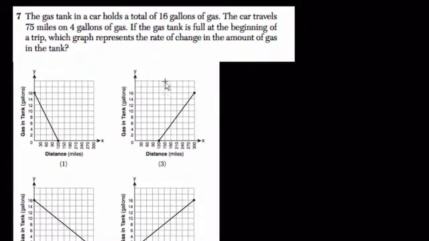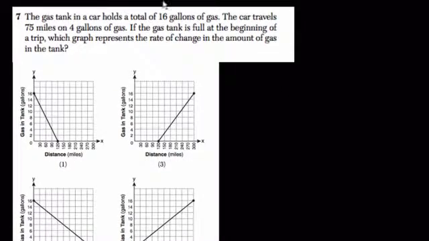Okay, the gas tank in a car holds a total of 16 gallons. The car travels 75 miles on 4 gallons of gas, so 16 in total, and uses 4 of those gallons to go 75 miles. If the gas tank is full at the beginning of a trip, which graph represents the rate of change in the amount of gas in the tank?